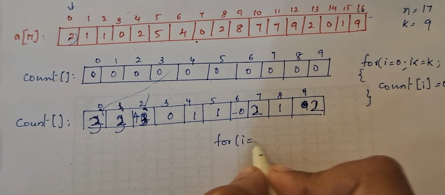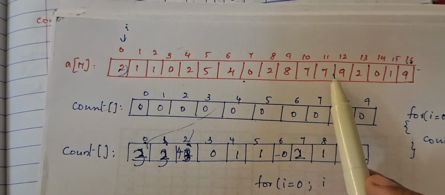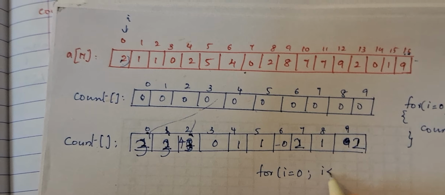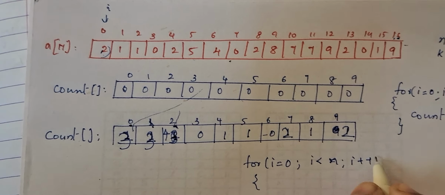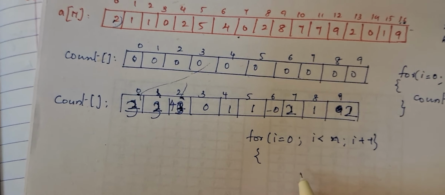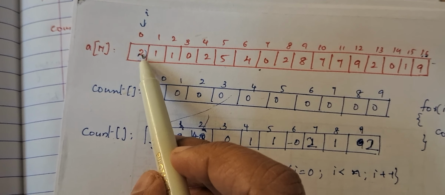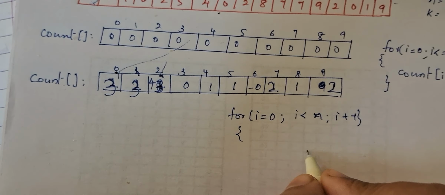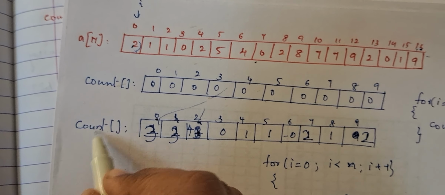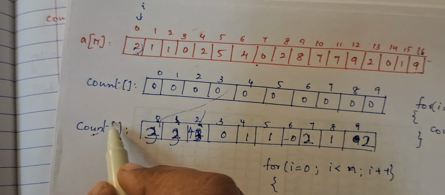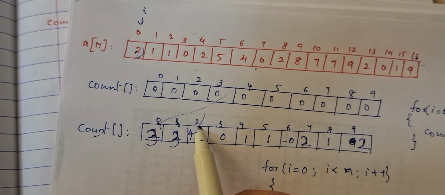For i is equal to 0, we are traversing this array. Okay, so i equal to 0, i less than n, i plus plus, we are incrementing the count array. Okay, so this 2 means a of i. So a of i becomes the index of the count array. Okay, what is the array name? The count array. Count is the array name and this is an array element. So 2 becomes the index of this count array.